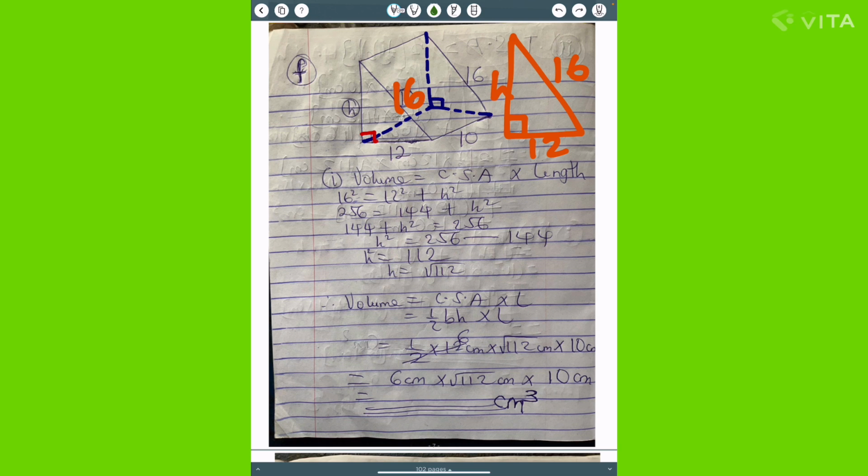Keep that in mind. So your cross-sectional area, the area of this triangle, will be equal to half base times height, half times 12 times what? Square root of 112. You find that area of the cross-sectional triangle and multiply it by the length, which is 10 centimeters, to get your volume. You put your volume there.